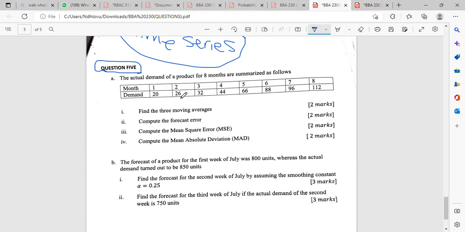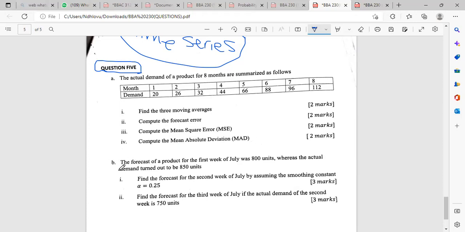So they are saying find the 3 moving average. That's the first one. Then the other one, compute the forecast error. Then compute the mean square error, that's MSE. Then compute the mean absolute deviation, which is the MAD.